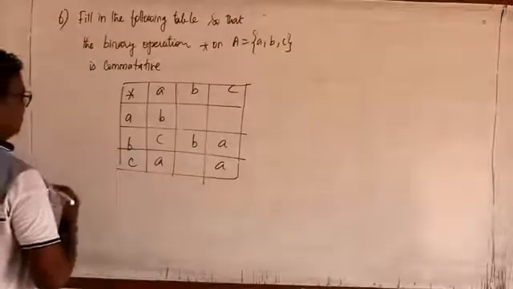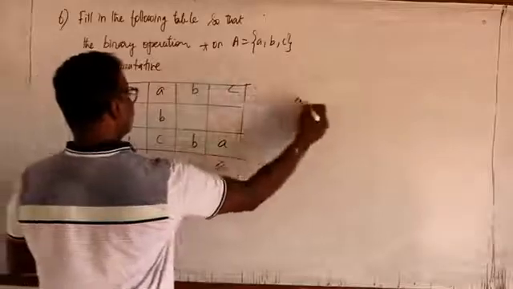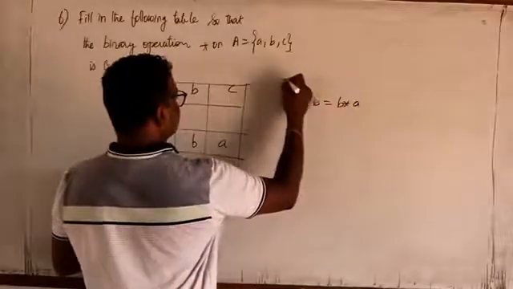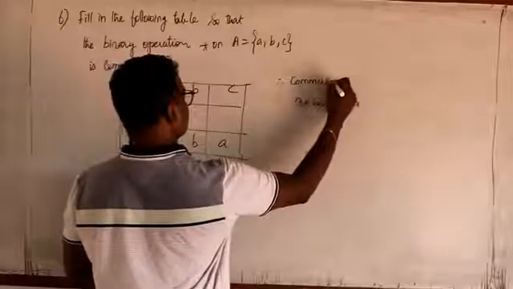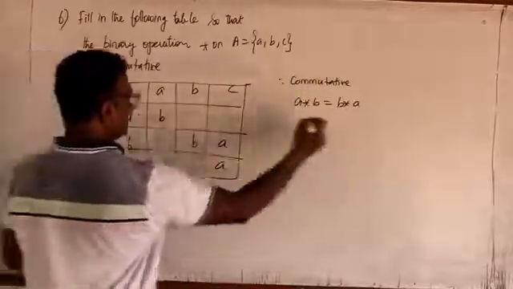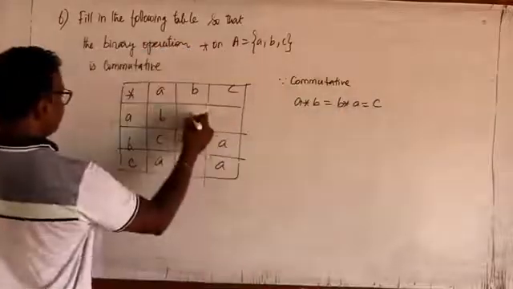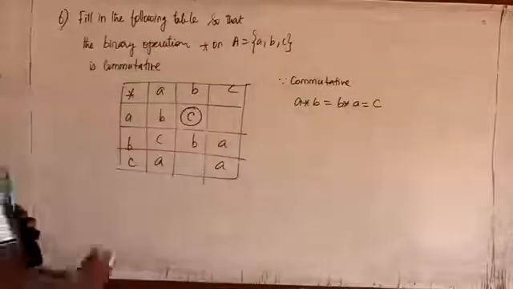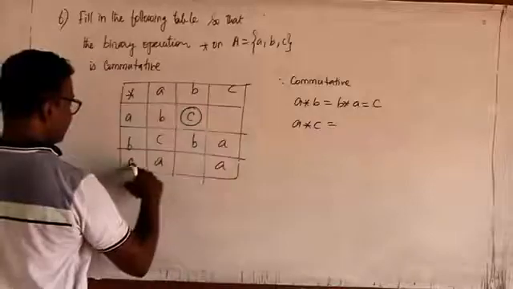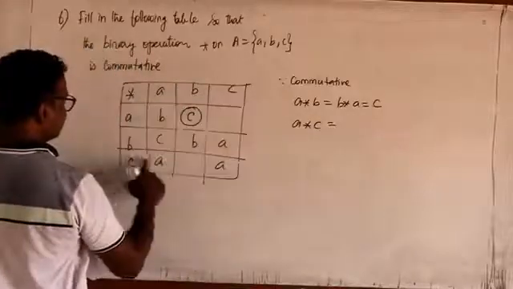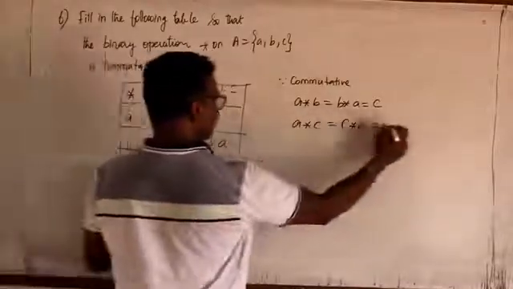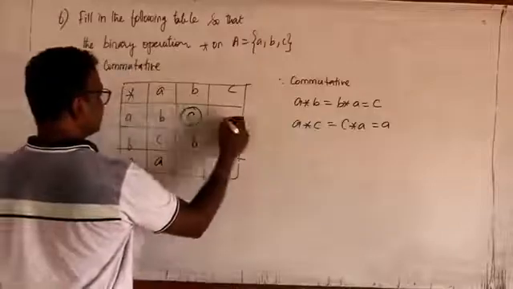Now, they gave that it is commutative, that is A star B equal to B star A. Since commutative, I need A star B, but it is equal to B star A, that answer is C. Therefore, here the answer must be C. Similarly, I need A star C, but we know that is equal to C star A. But C star A is A. Therefore, A star C is A.